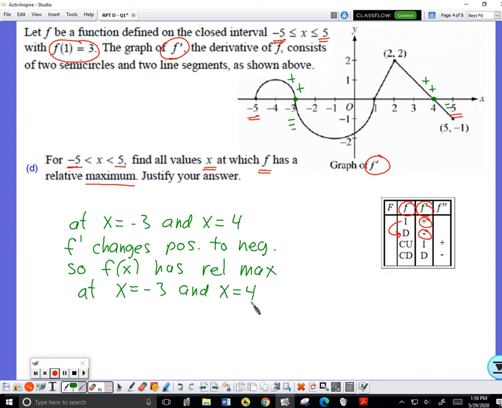Okay, on the actual AP test, they gave 2 points for this, but again, trying to make these practice tests a little more challenging, we're going to say that was worth 1 point for having what you see in green. Next one.